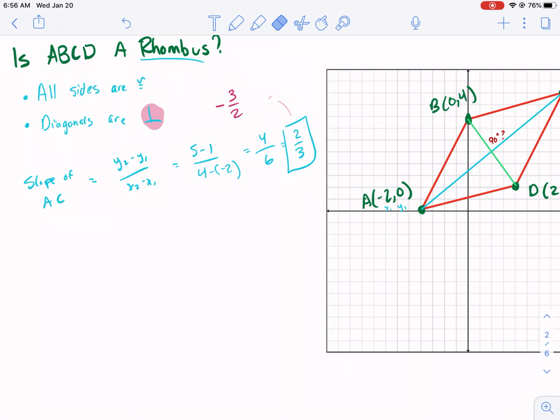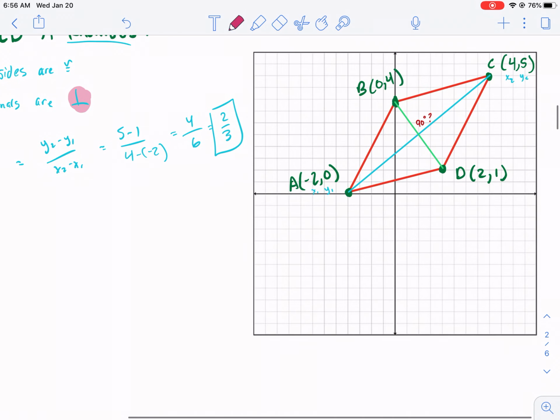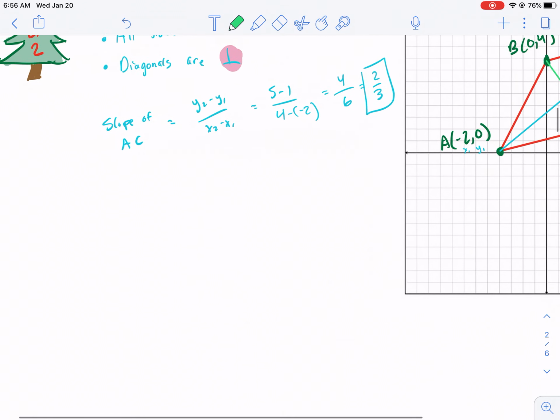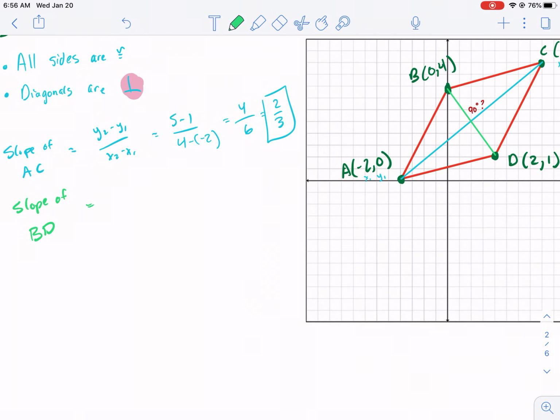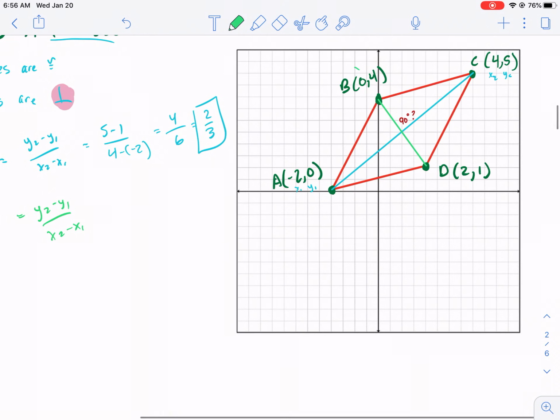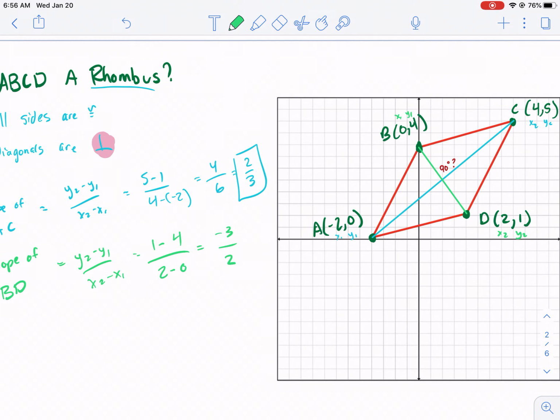We'll find out. We need to find the slope of this green diagonal. Okay, so we're going to find the slope of BD. Same thing, y2 minus y1 over x2 minus x1. I'm going to label my points x1, y1, x2, y2. So my y2 is 1, my y1 is 4 over 2 minus 0. So I get 1 minus 4 is negative 3, and then I get 2 minus 0 is 2. So I get negative 3 over 2.